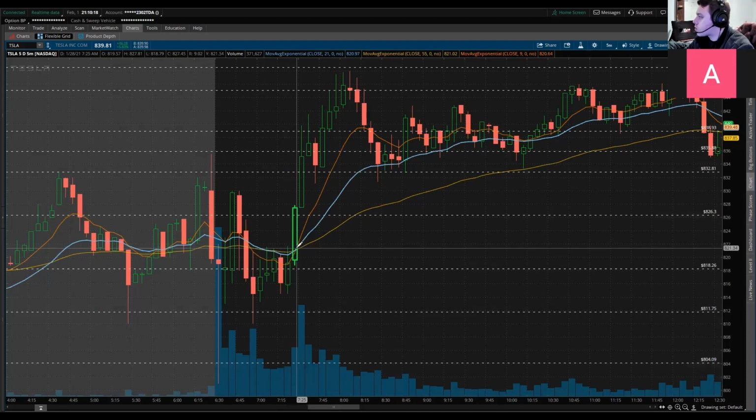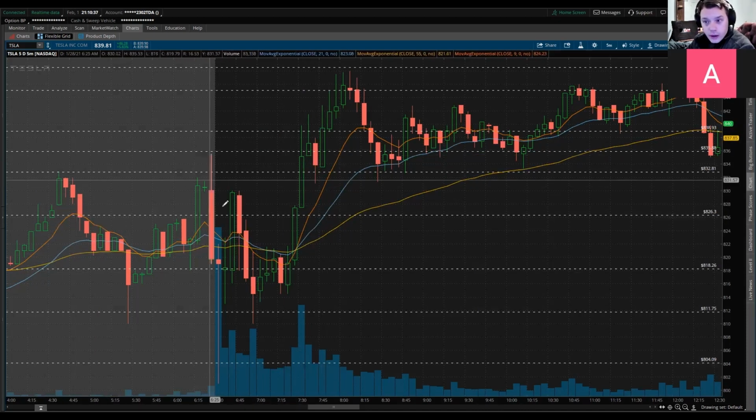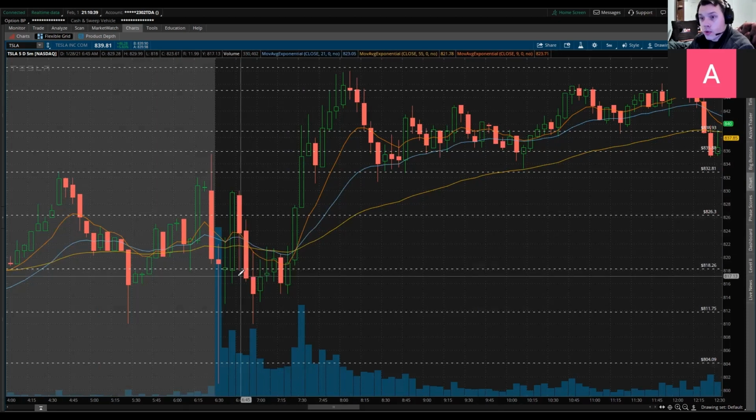Now we get the crossover, right? The breakout. This is the 9, and the blue one's the 21. The 9 crosses above the 21 right here, and this is your buy signal. So the 9 crossing above the 21 is going to be your buy signal, and you can play EMAs 2 different ways. You can play the breakout, which I just explained, or you can play the pullback strategy.